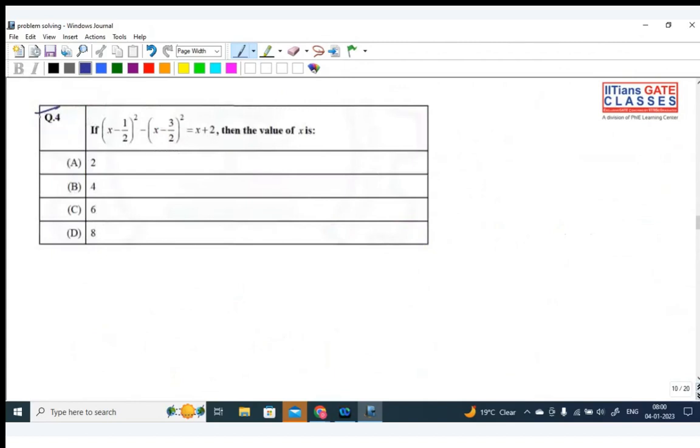One more question. This is one of the very good questions I find, which has been asked. This kind of question you can do just by taking the options and the question. Just put the value of x in this question and you can verify, or you can solve it also. I believe anyone can solve this question quickly.